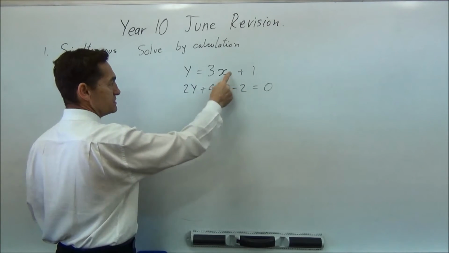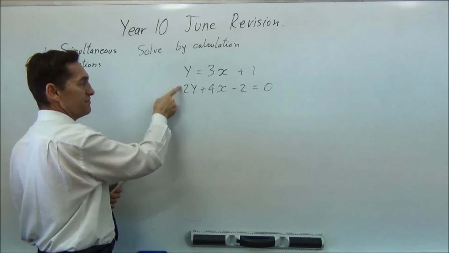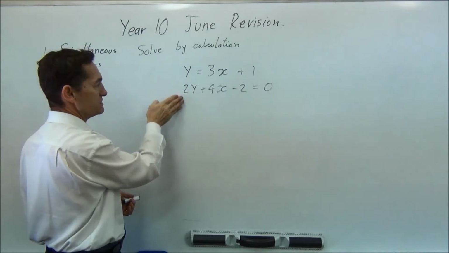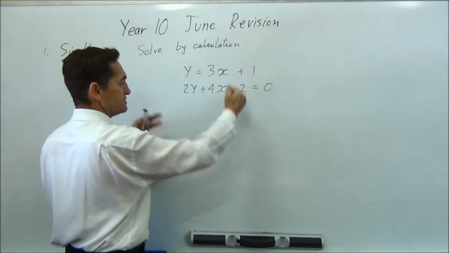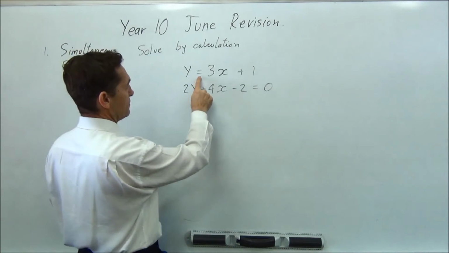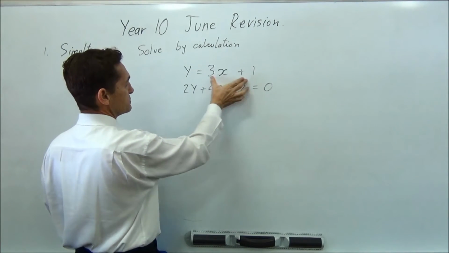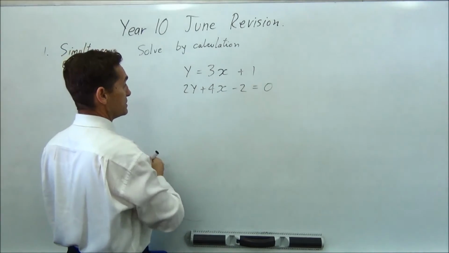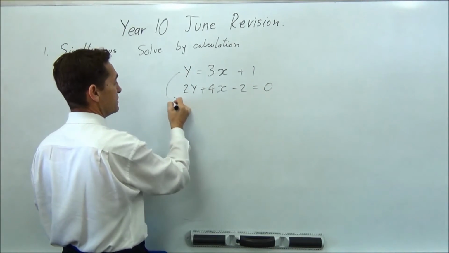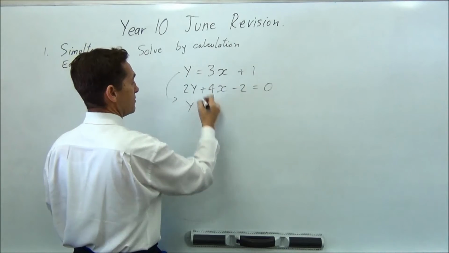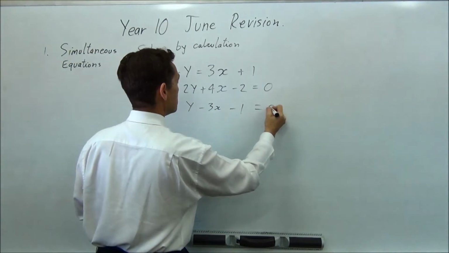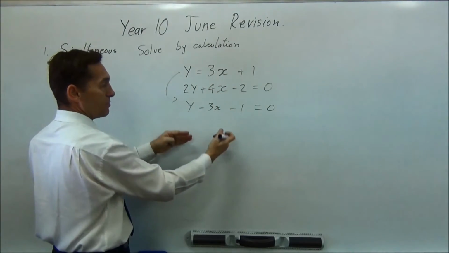If you get a question like this where this is not in the same form as this, I think it's quite easy to just change them into the same form so that they're both easy to subtract. We can easily do that by moving this across here and having two equations. So let's change the top one down here to say y minus 3x minus 1 equals 0, and now we've got them lined up together.